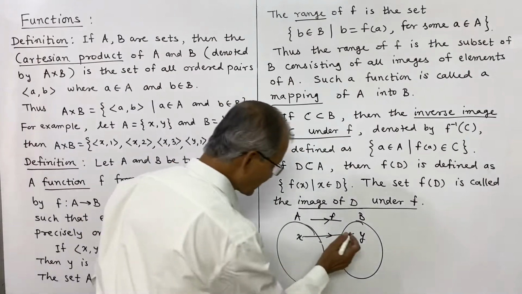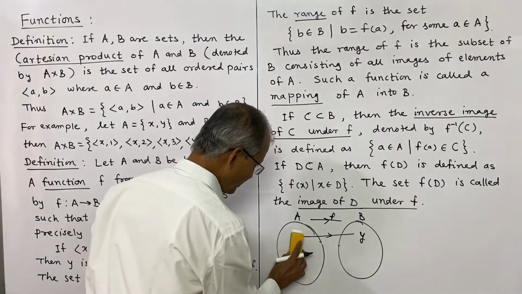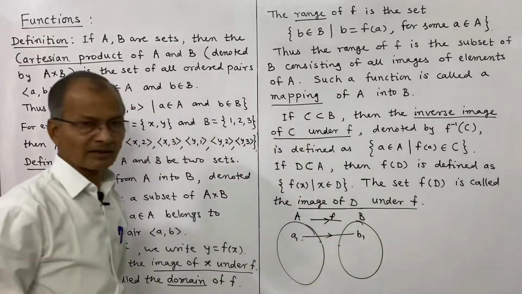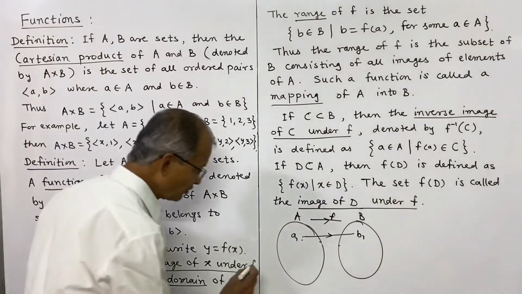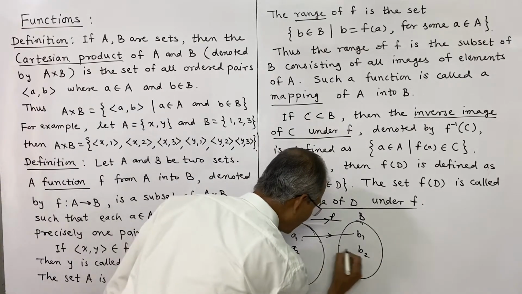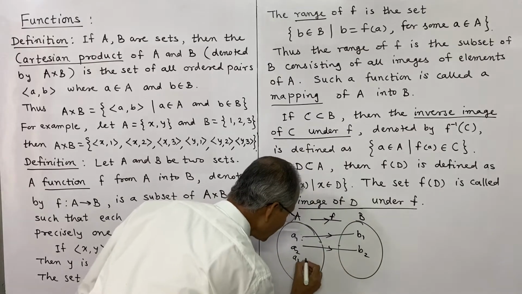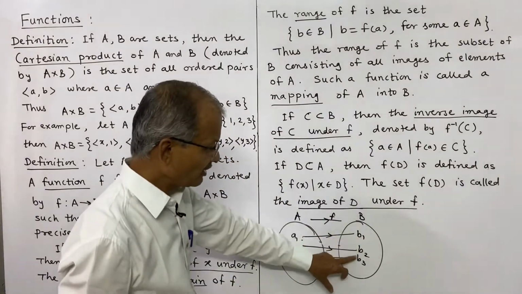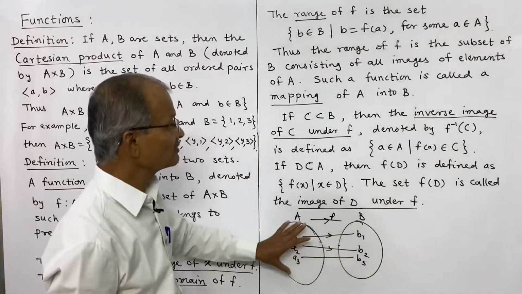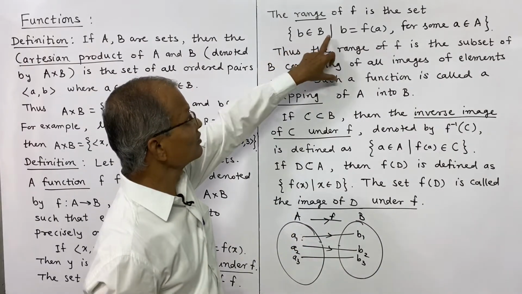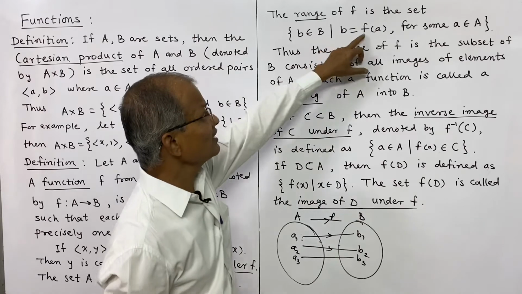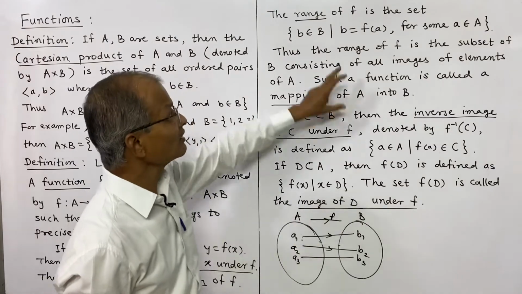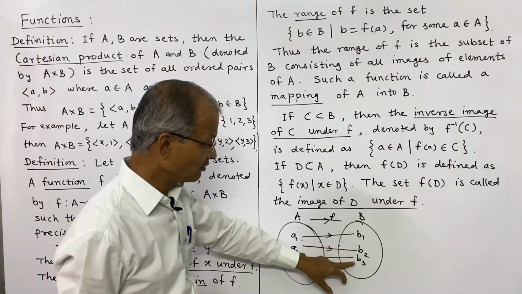So that means if there are certain elements, in place of x and y, if you consider a and b, suppose a1 is having image b1 under f, a2 is having image b2 under f, a3 is having image b3, and so on. Then this set b1, b2, b3 is called the range of this function f. So all b belonging to B such that b is equal to the image of some a from the first set A, that is called the range. So this b1, b2, b3 is the range.